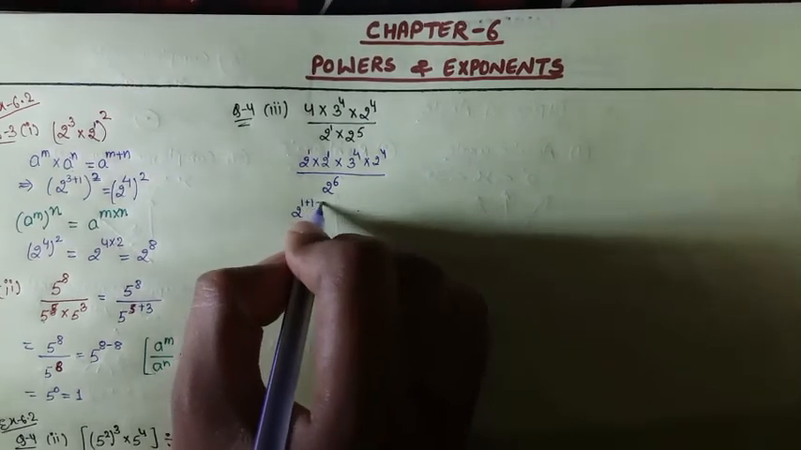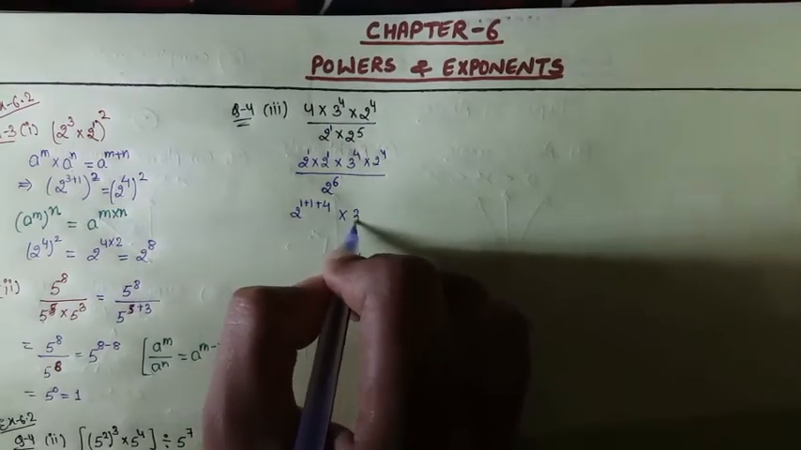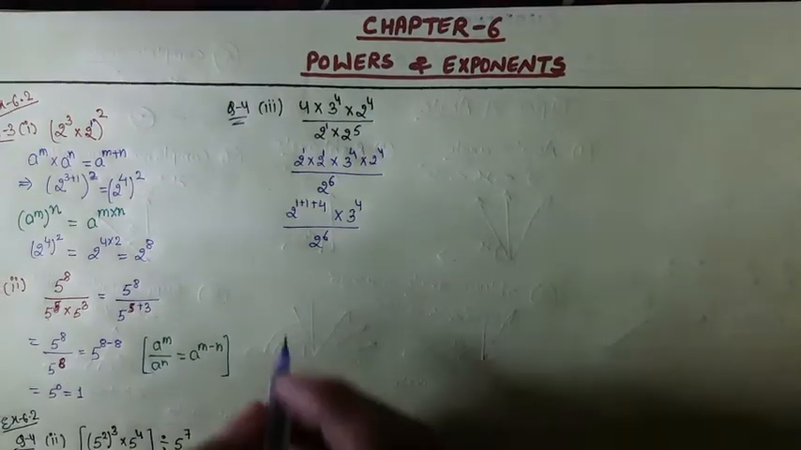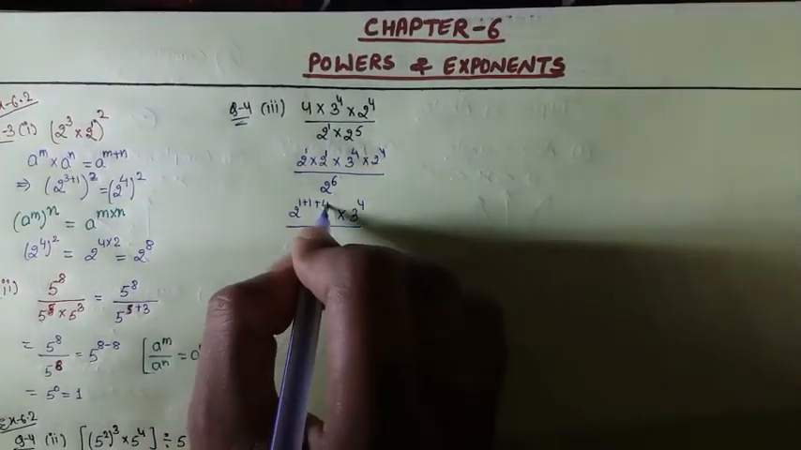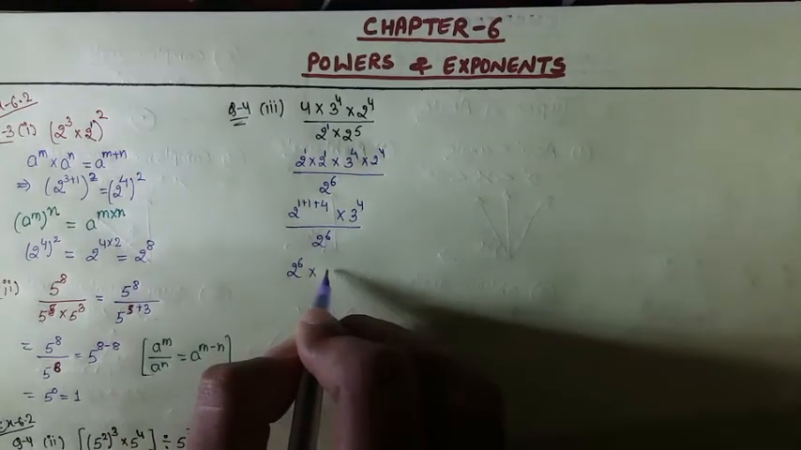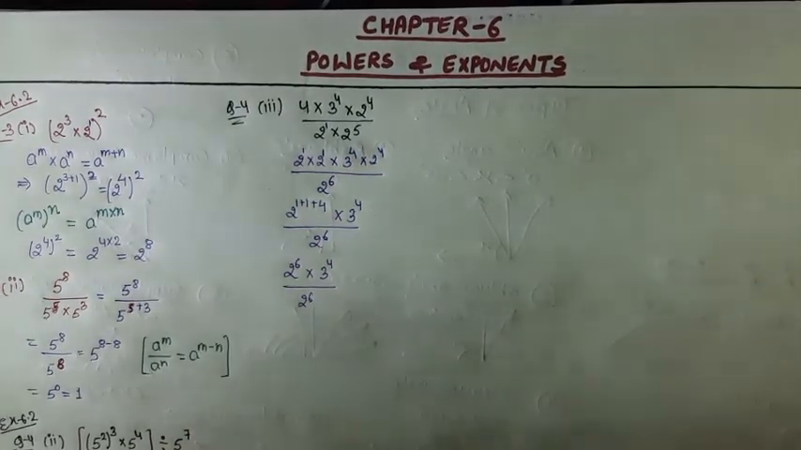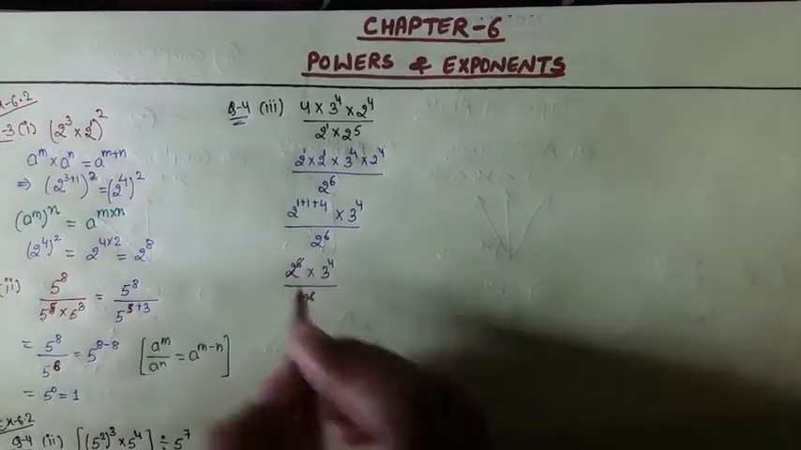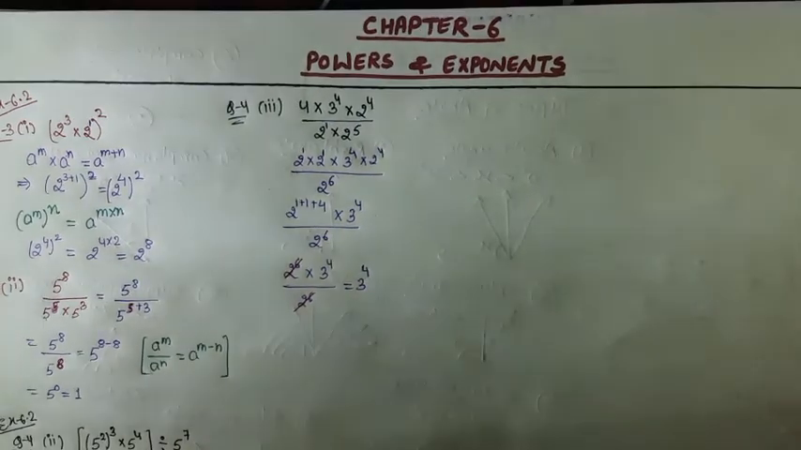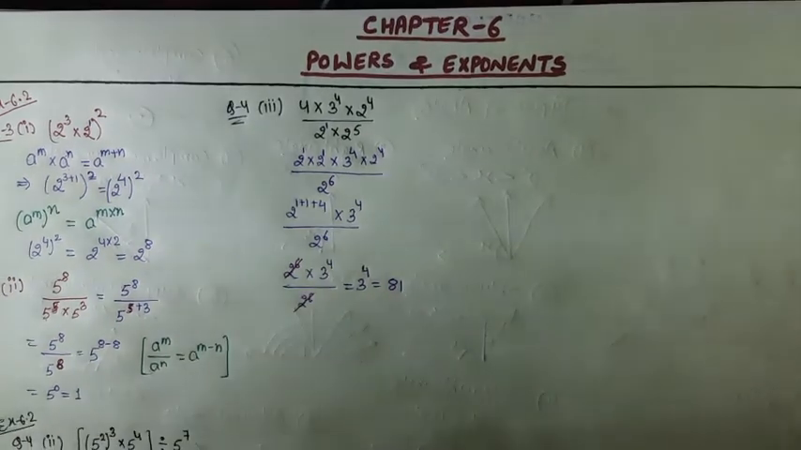1 plus 1 plus 4, and we are left with into 3 to the power 4 divided by 2 to the power 6. This will become 2 to the power 4 plus 1 is 5, 5 plus 1 is 6, 2 to the power 6 into 3 to the power 4 whole divided by 2 to the power 6. This will get cancelled, and we will get our final answer, that is 3 to the power 4. And if you want to simplify, it will become 81. Is it clear?